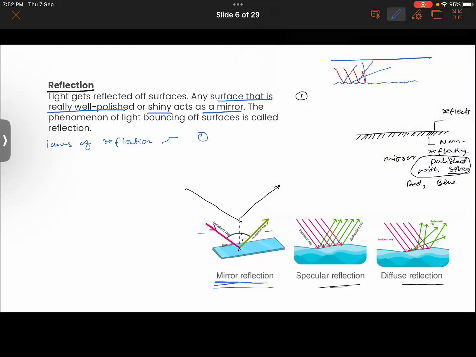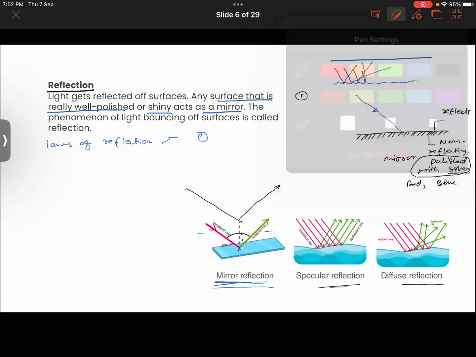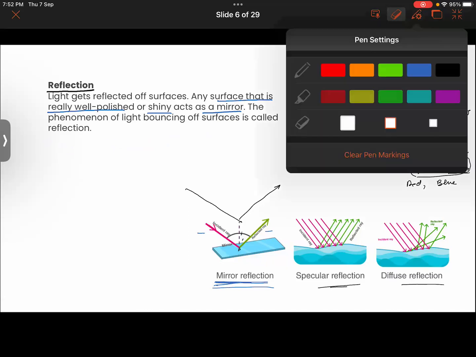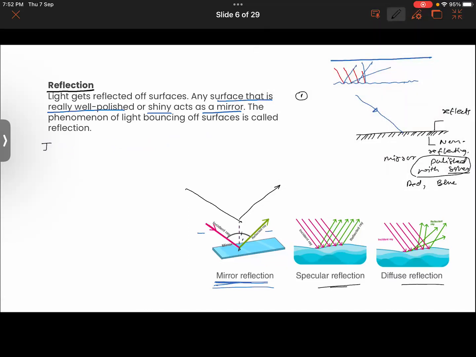So suppose a ray of light is falling on it. The ray of light that falls on a smooth surface is called the incident ray. उसे हम क्या कहते हैं? Incident ray.